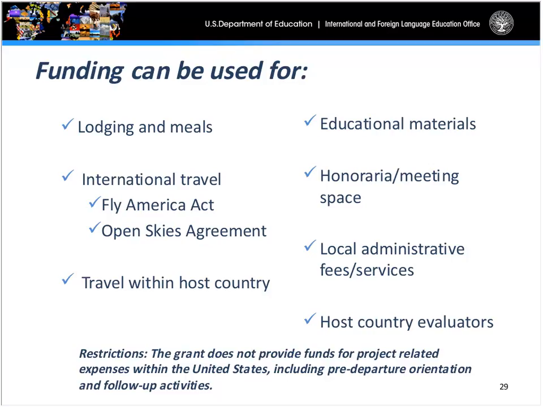There are some allowances there, but travel from United States soil abroad will require a U.S. carrier. There are a couple of very, very narrow exceptions to that, and those can be taken at the time when you are ready to travel. But suffice it to say, in your application you'll want to make sure that you are letting the reviewers know that you will comply with the Fly America Act and the Open Skies Agreement.